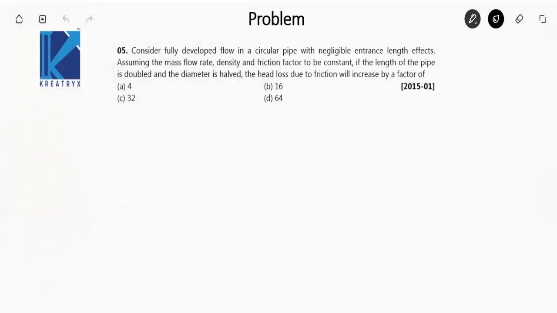Next question. Consider fully developed flow in a circular pipe with negligible entrance length effects. Assuming the mass flow rate, density and friction factor to be constant. Very important line: mass flow rate m dot, density rho and friction factor f are given to be constant. Now it says that if the length of the pipe is doubled and the diameter is halved, L becomes 2L, D becomes D by 2.